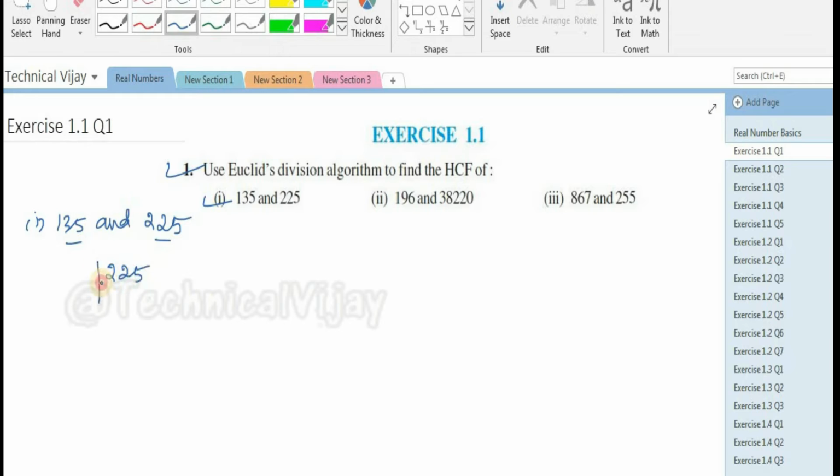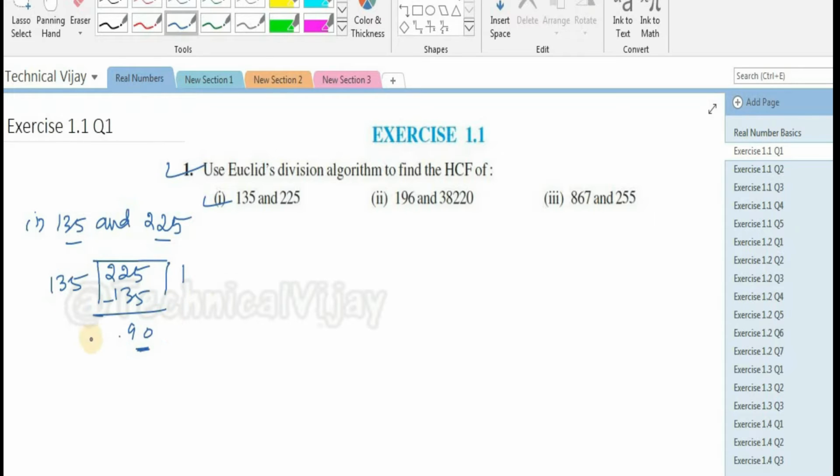So 225 should be divided by the smaller number, that is 135. 135 into 2 will be 270, which is bigger than this one, so we will go for 1. 135 ones are 135. We subtract this, so we get 90. Further this cannot be simplified, because the remainder 90 is less than the divisor.